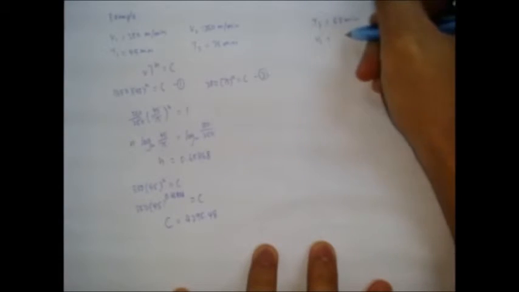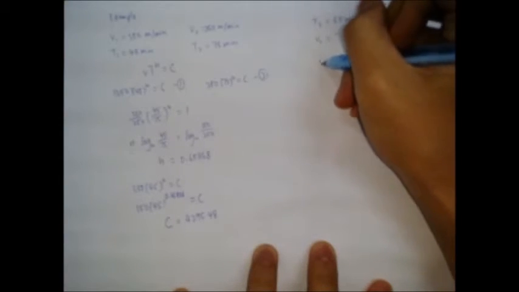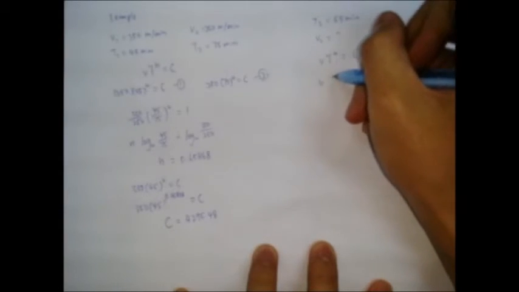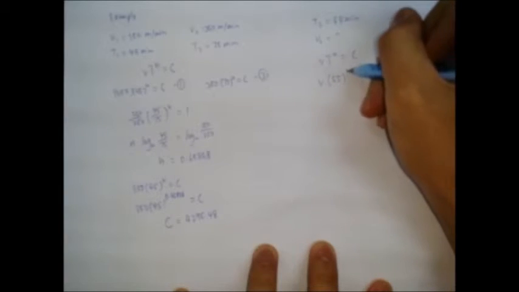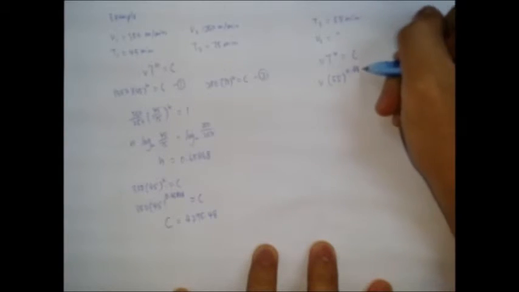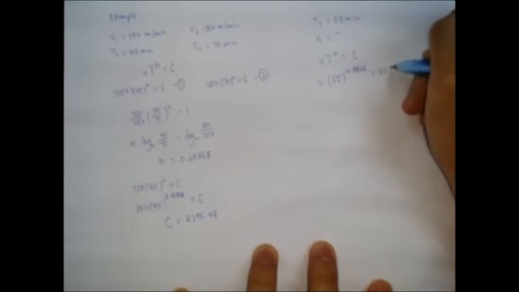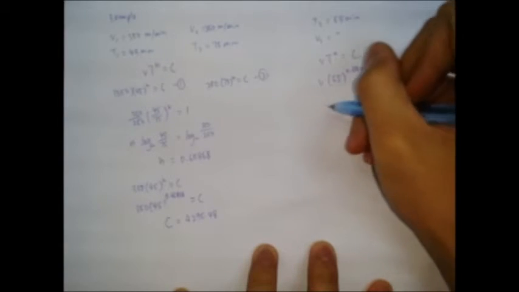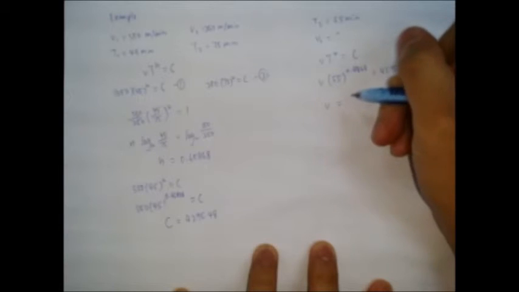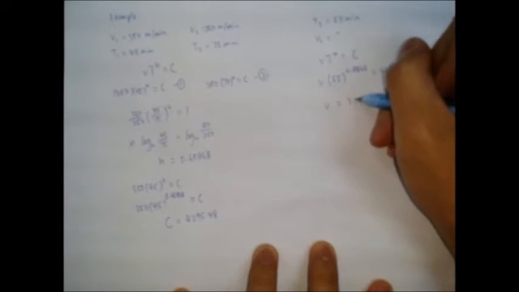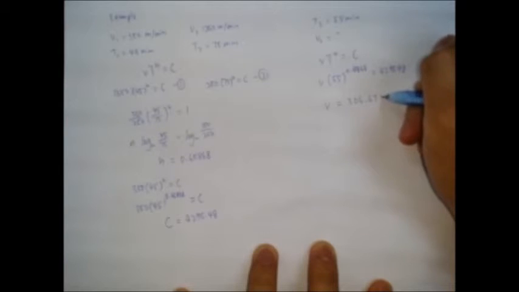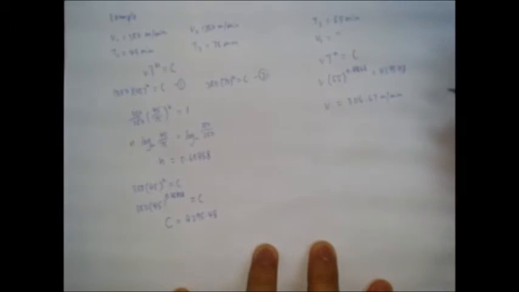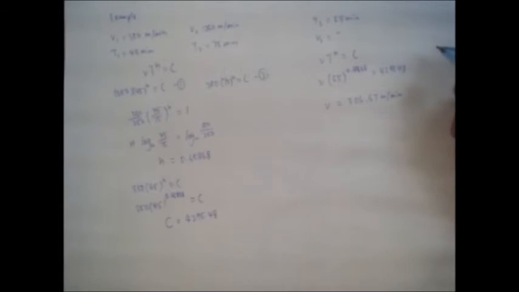So we want to find V3 equal to what? We use the Taylor equation and substitute all the values. We will get V equal to 306.67 meters per minute. So that's all for the example.